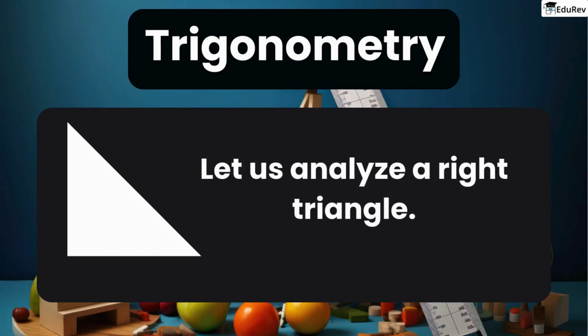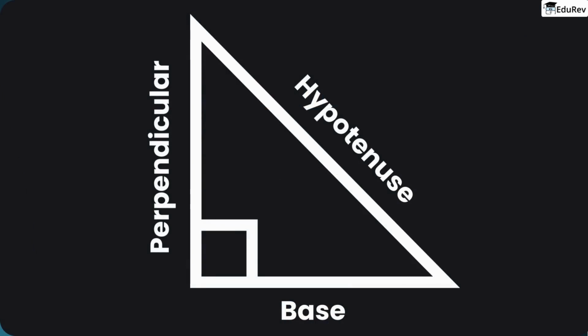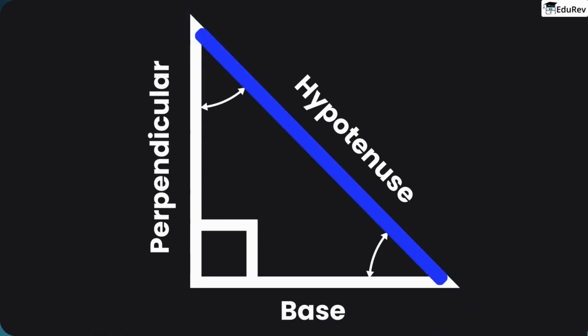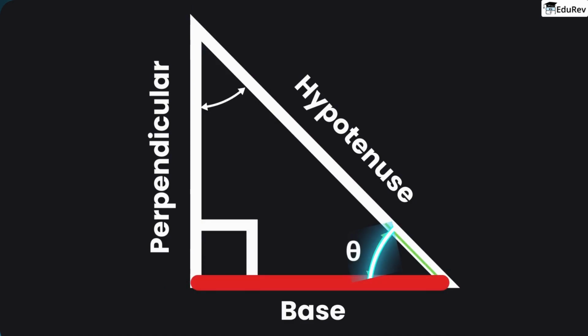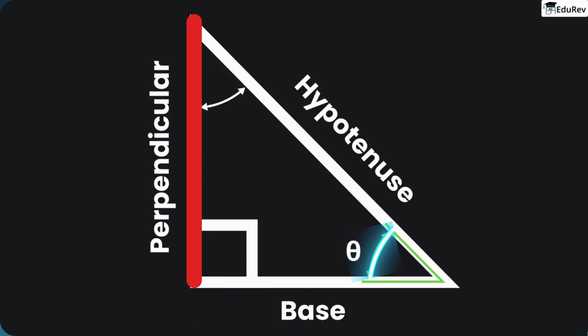So now let us first analyze a right triangle. It has sides such as a base, a perpendicular, and a hypotenuse. It also has three angles. A hypotenuse is the longest side of a triangle. Base is the side adjacent to the angle. Perpendicular is the side opposite to the selected angle.